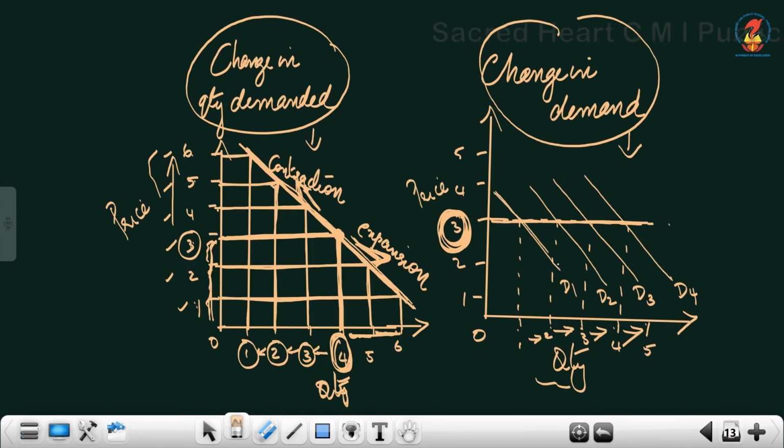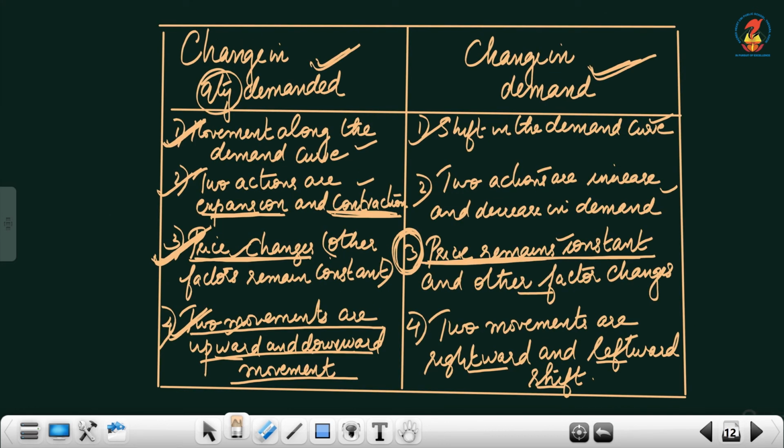See, this is the initial demand curve. When his taste and preference has increased from 2 to 3, you can find another demand curve. The demand curve is shifting. Price is remaining constant, and the demand curve has shifted to D2. Then again the next demand curve has shifted due to increase in the quantity demanded, the price remaining constant. Therefore, you can write shift in the demand curve.